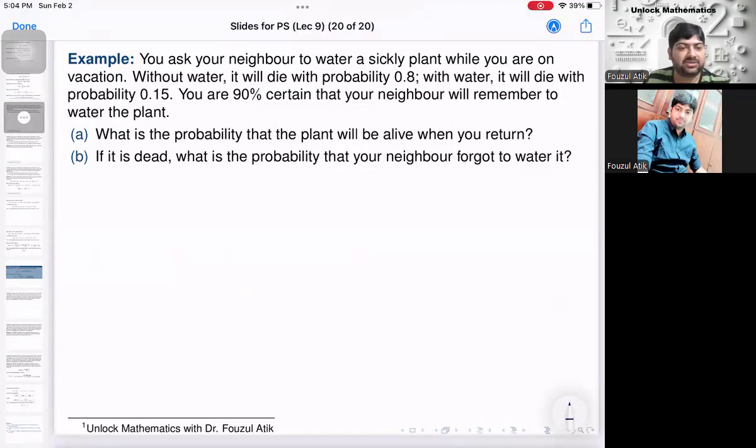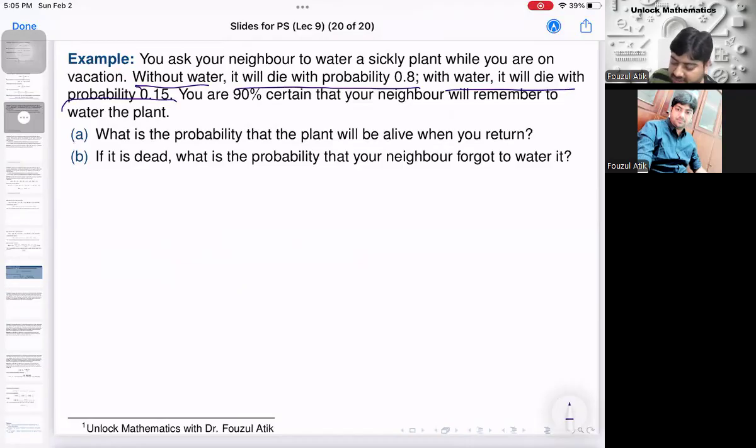See, all these things depend on conditional probability, right? Without water, it will die with probability 0.8. That means the probability of the event that it will die given that it did not get any water. With water, it will die with probability 0.15. That means the probability that it will die given that it got some water. Now, you are 90% certain that your neighbor will remember to water the plant. So this is the individual probability of the event that the plant will get some water: it is 90%.